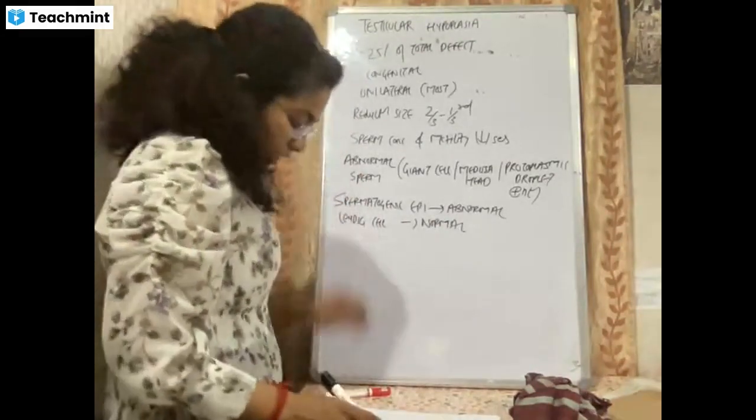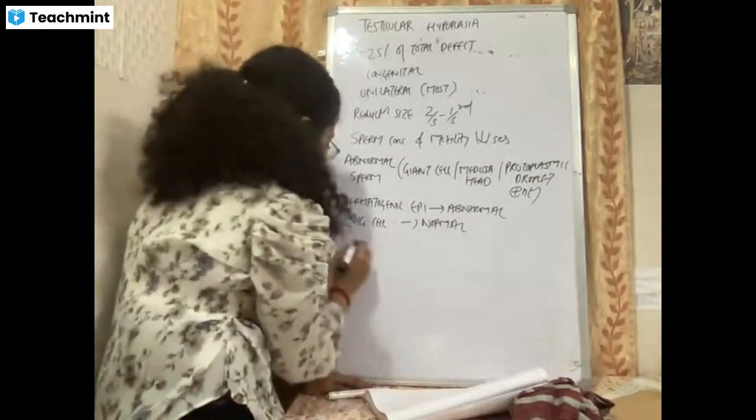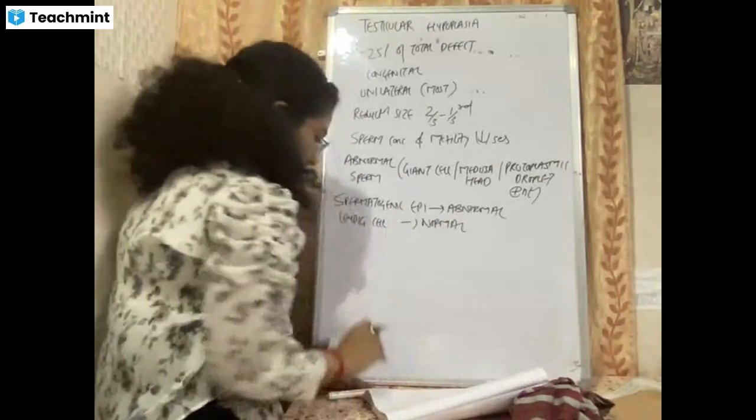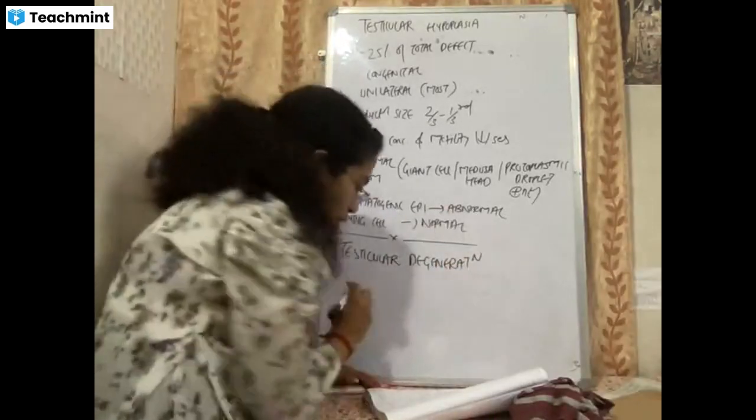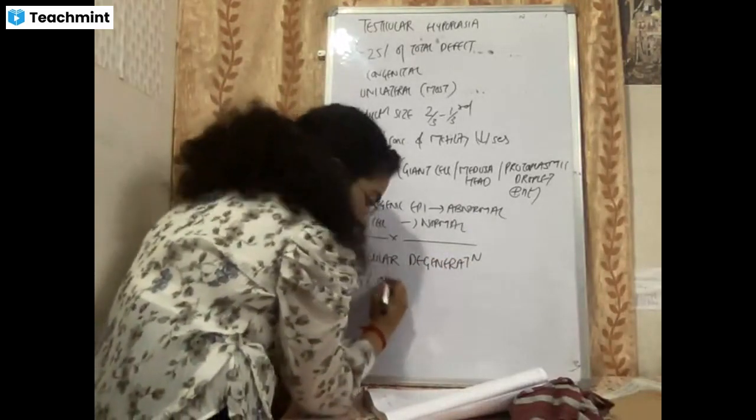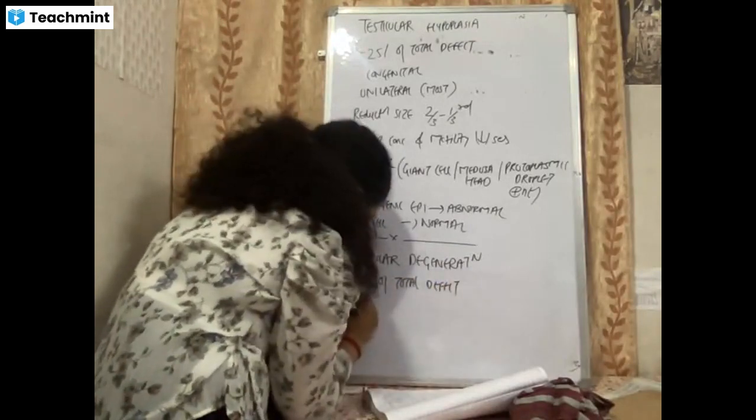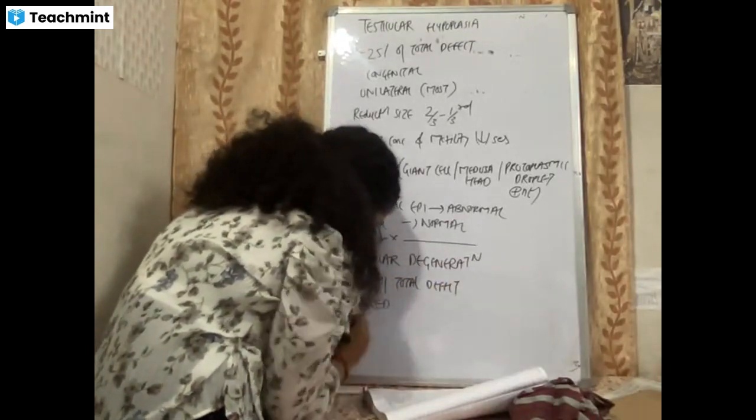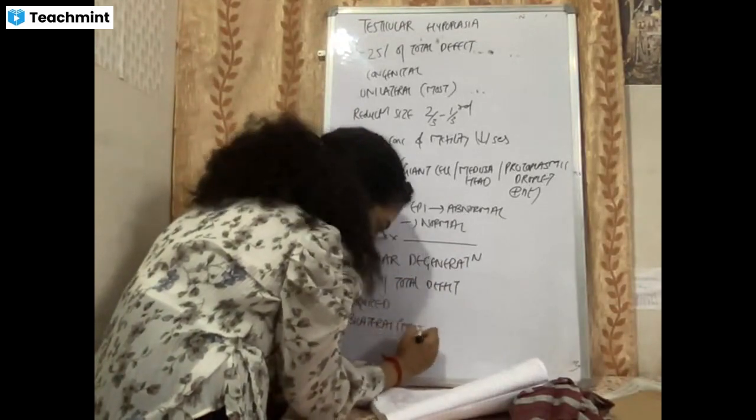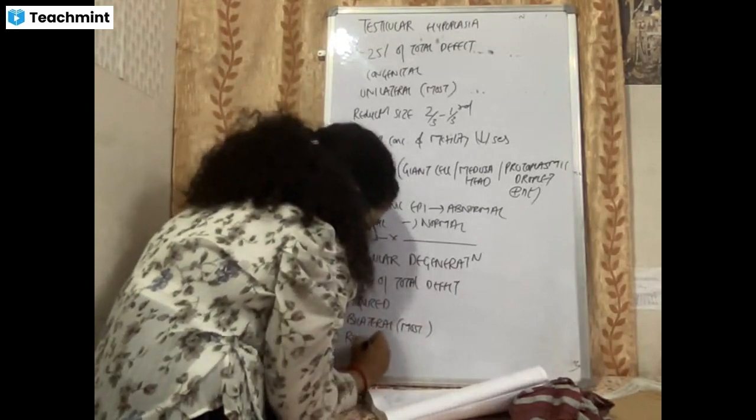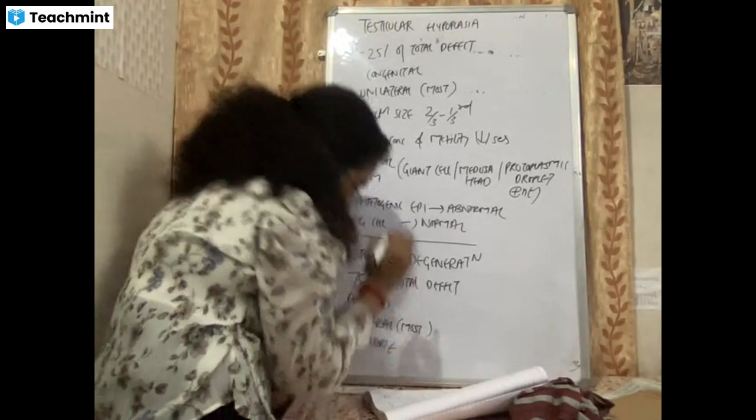Next disease is testicular degeneration. It is 75% of the total defects. Second point, it is acquired and it is usually bilateral, in most of the cases. Then this is reversible.